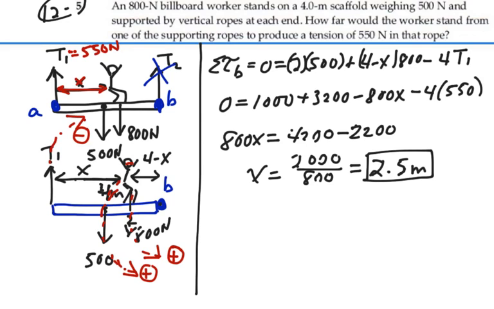So that's our answer. If the person stands 2.5 meters from that end, it'll cause a tension of 550 newtons in that rope. Final answer.